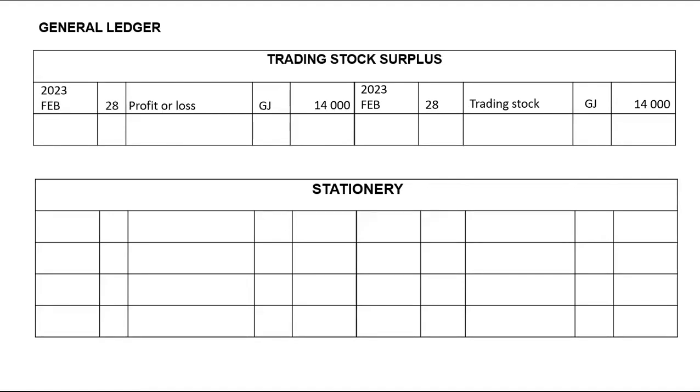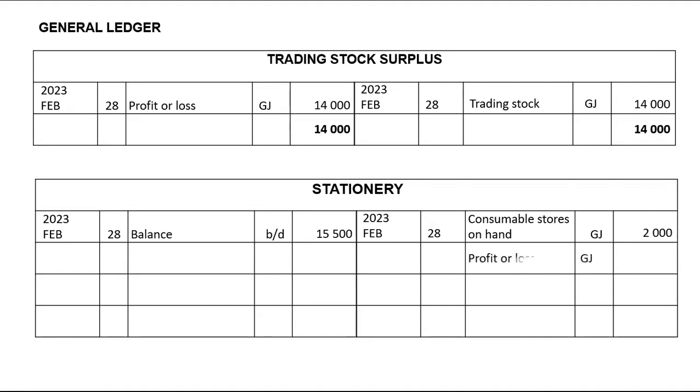Stationery, the balance for stationery was 15,500. We need to reduce it by the stationery that was not used, which is consumable stores of 2,000. The balancing figure is an expense. We will take it to profit or loss. Okay, and then that's it.